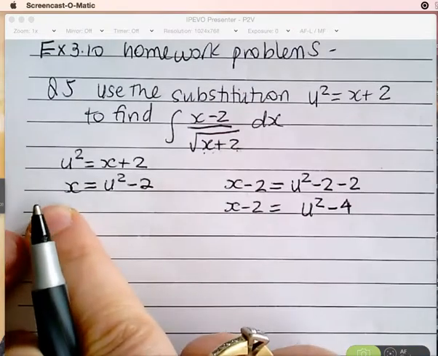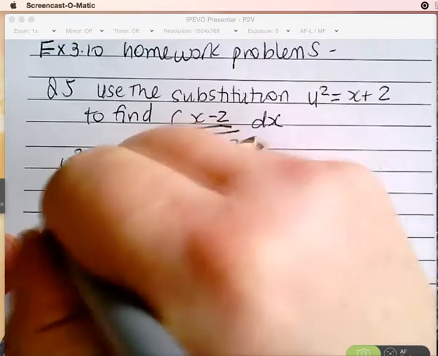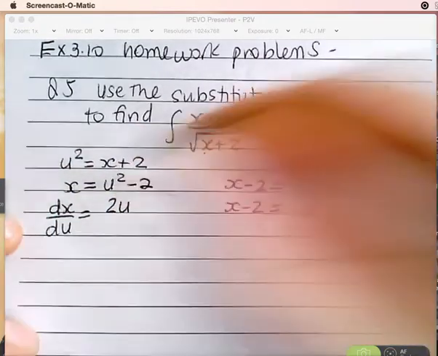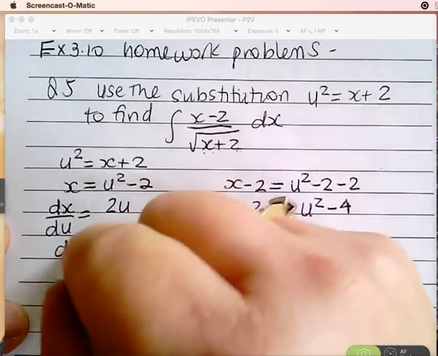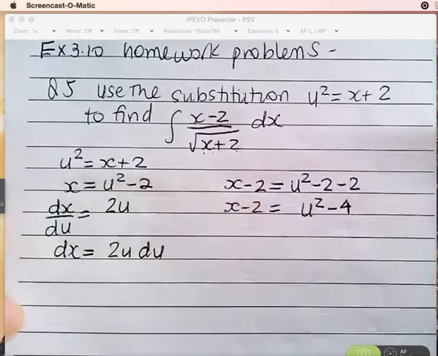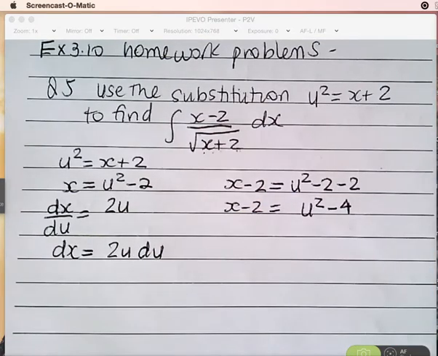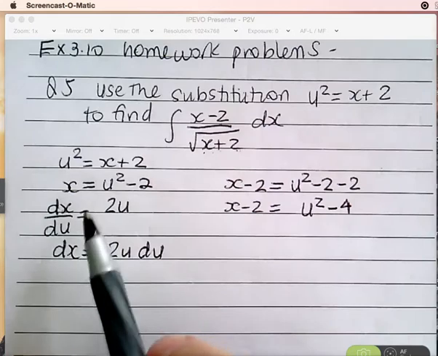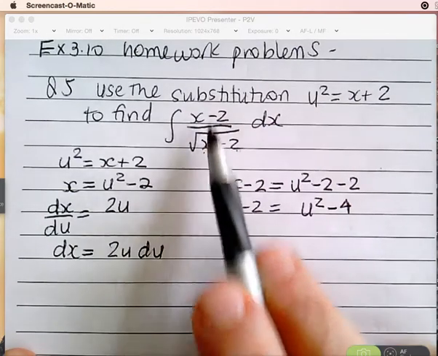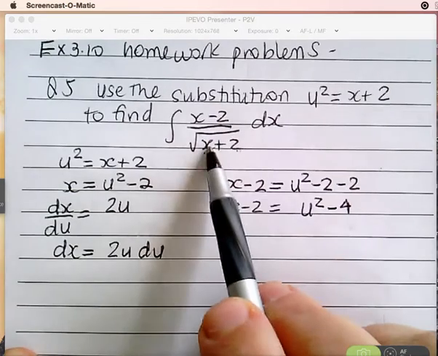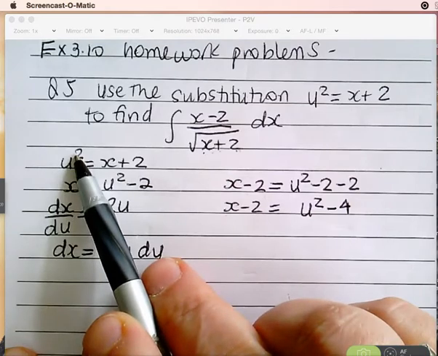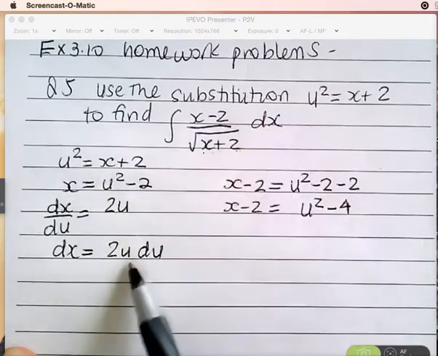What should I do over here? dx du is 2u. So therefore dx is 2u du. Okay, girls, I believe I can substitute now. We've got a substitution for the x minus 2 here, we've got a substitution for x plus 2 there, and we've got a substitution for dx there.